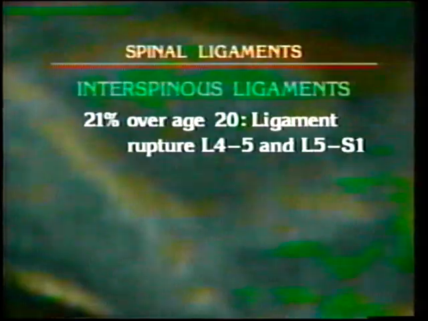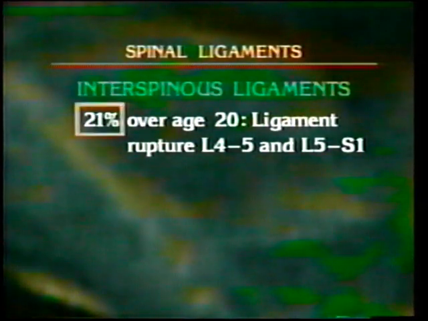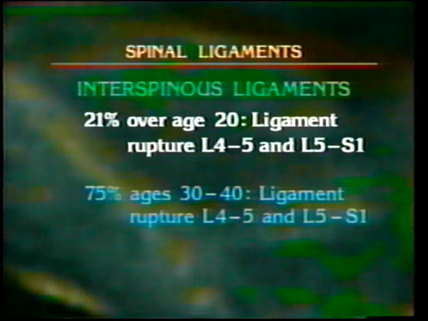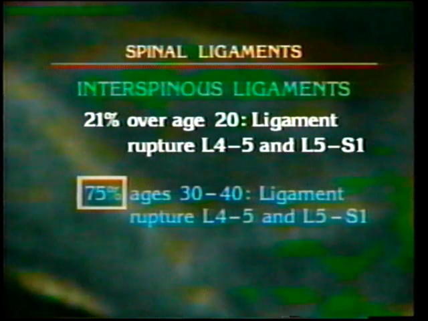In a study done by Rissanen in 306 cadavers, it was found that 21% of patients over the age of 20 had ligamentous rupture in the interspinous ligaments between L4-5 and L5-S1. And in those patients aged 31 to 40, 75% had rupture of the ligaments between L4-5 and L5-S1 posteriorly. I found that rather astounding, that after the age of 31, 75% of us have damage to our interspinous ligaments. It probably explains the origin of a lot of chronic instability.